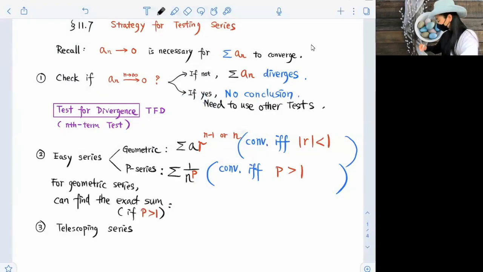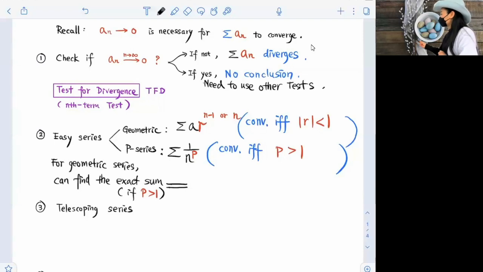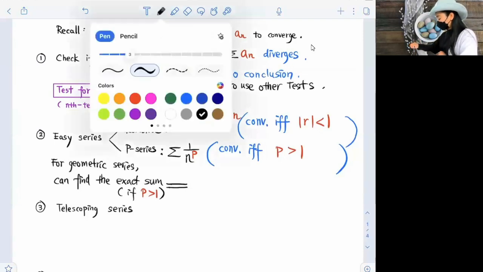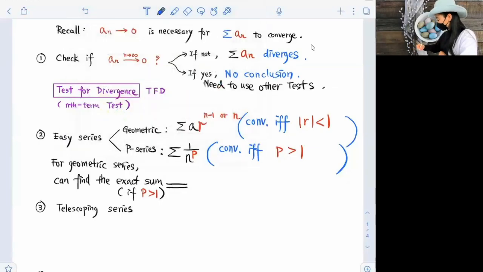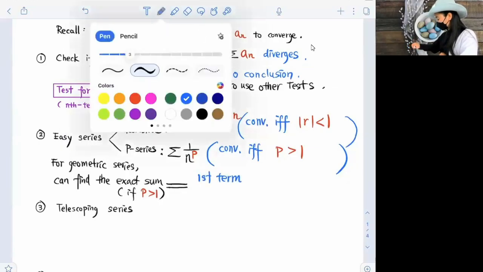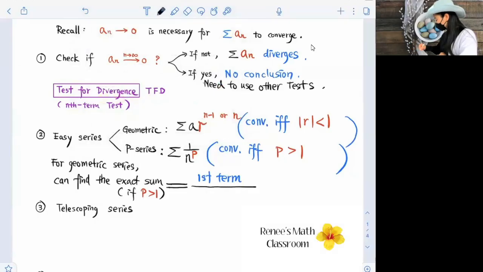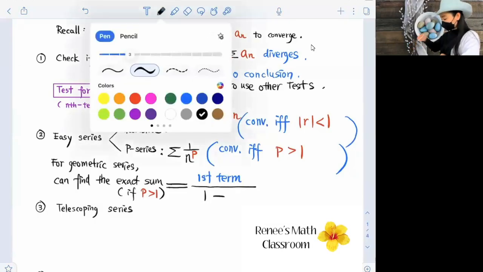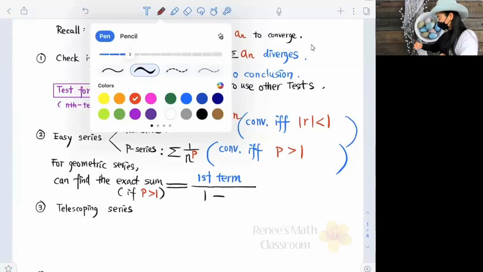So the exact sum is equal to what? Do you remember? That a is the first term. I would just say first term, because sometimes you wonder which one is a. It's the first term over 1 minus r, the common ratio.